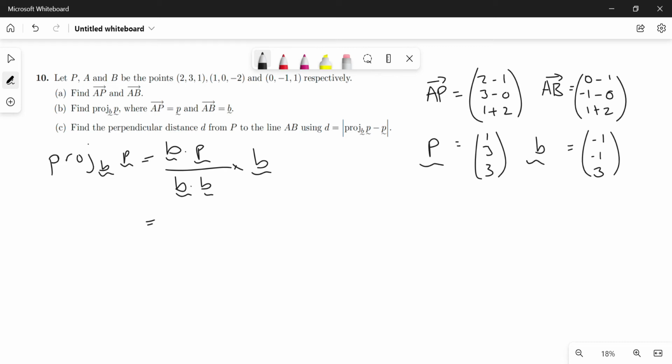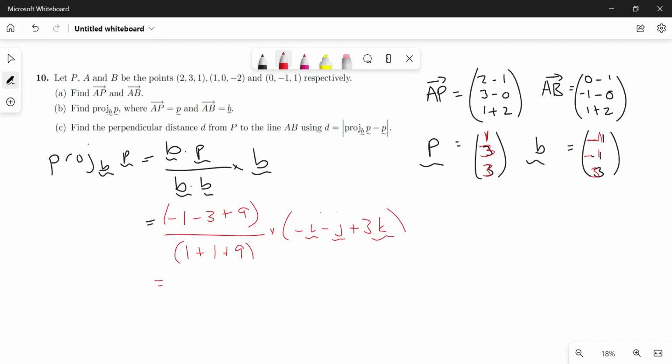So when we dot product that, we've got 1 times negative 1, so I've got minus 1. I've got 3 times minus 1, which is minus 3, and I've got 3 times 3, which is 9. So I've got that on top. On the bottom, I've got negative 1 times negative 1, negative 1 times negative 1, and 3 times 3. And of course, I'll write it this way, the actual vector B being negative i, negative j, plus 3k.